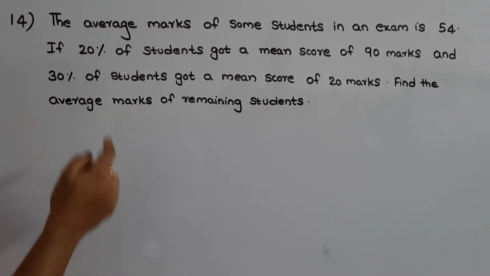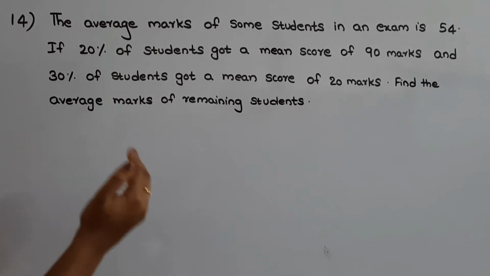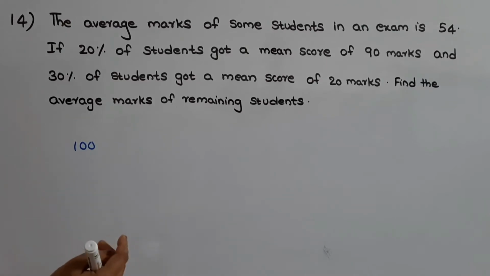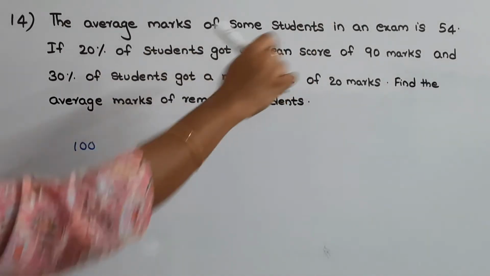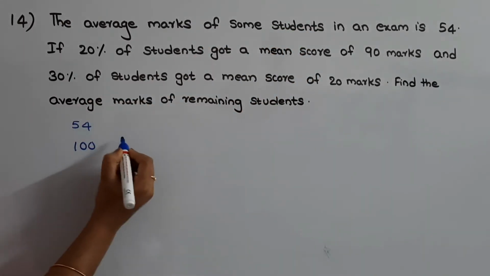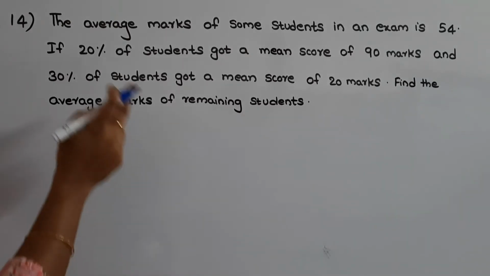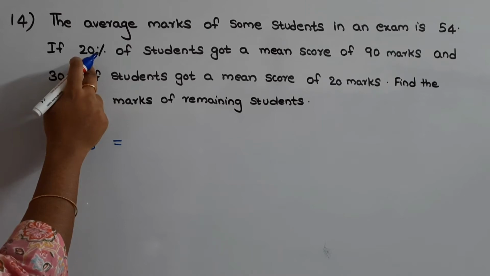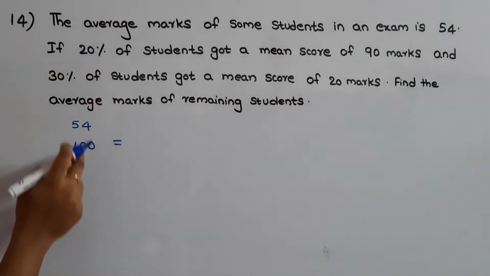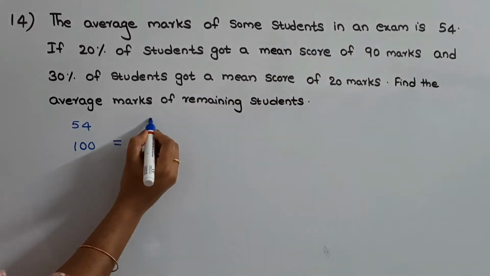So here the number of students is given in terms of percentage. So let us take the total number of students as 100. Now the average marks scored by the total number of students is given as 54. So let us write this 54 above this 100. Now this 100 can be divided into some parts. They have given the average marks scored by 20% of the students. So 20% of the total students is 20. 20% of 100 is 20. So the average marks of 20 students can be written as 90.